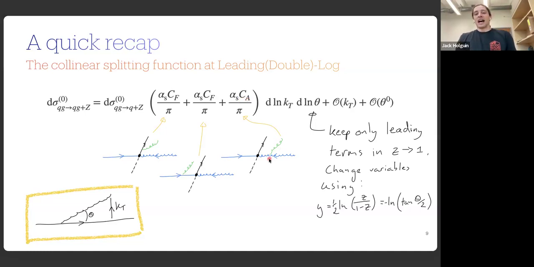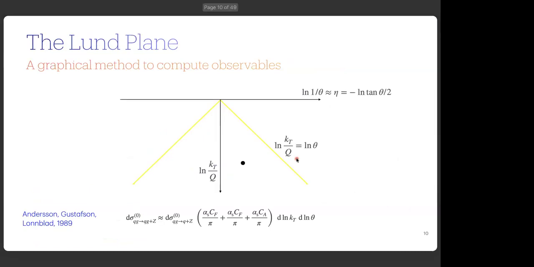Okay. And this is where we see the double logarithmic singularities I discussed last week, because if we were to integrate over this entire phase space with no cut, we've got two log integrals, so you'll get two log singularities.